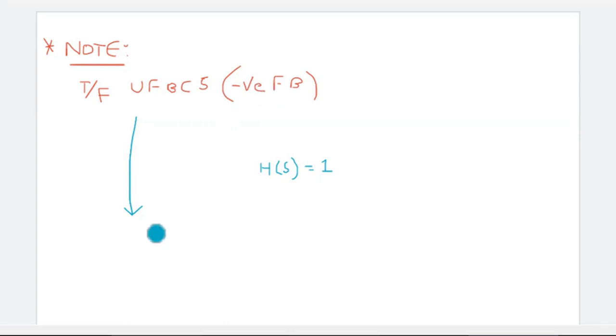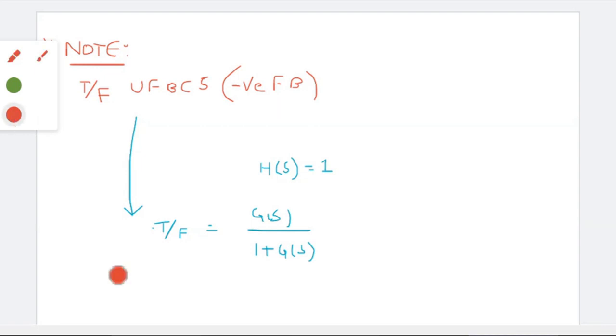For a negative feedback control system, what's the transfer function? G of S by 1 plus G of S into H of S. Just you have to consider H of S is equal to 1. That is G of S by 1 plus G of S. This is for negative feedback control system.